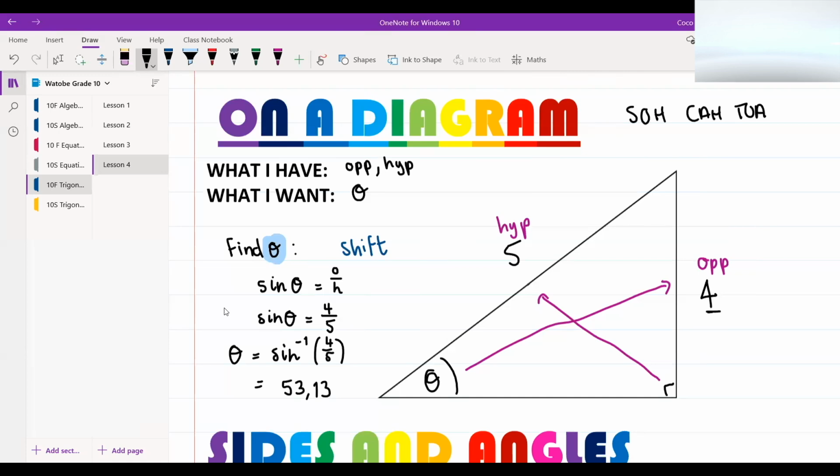53,13 degrees? Yes, degrees, because we're calculating for an angle. Okay. So, degrees. Do not forget the degrees. Very well done, Kama. Doing excellent. Don't worry.